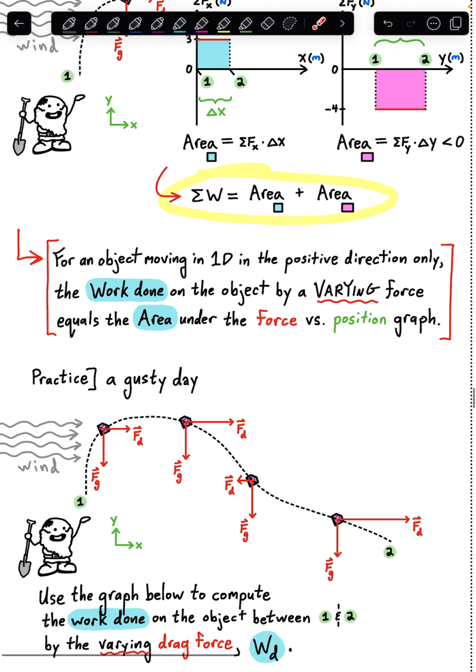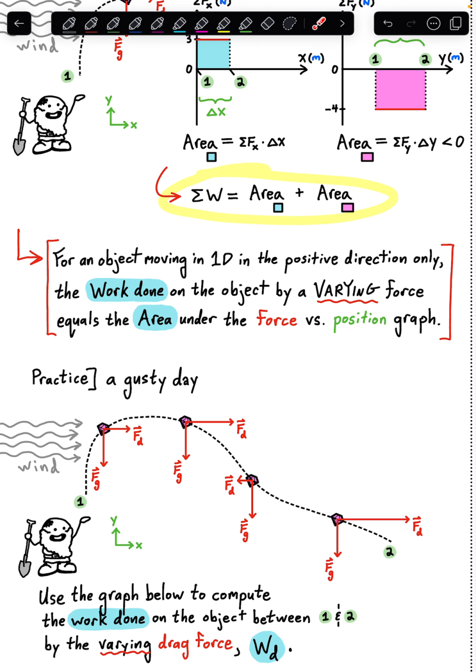So here's our principle. For an object moving in 1D in the positive direction only, so we're really restricting ourselves to a small subset of scenarios, but a relevant subset, the work done on the object by a varying force equals the area under the force versus position graph.